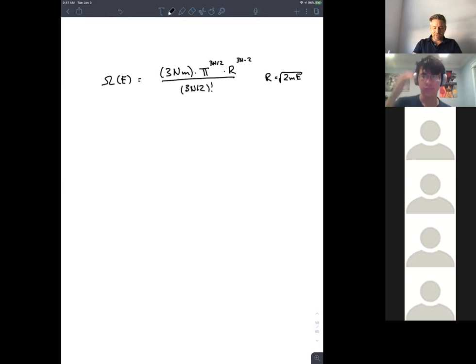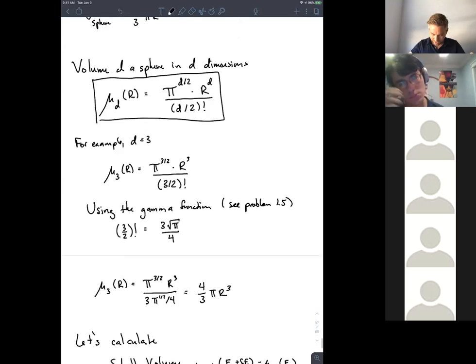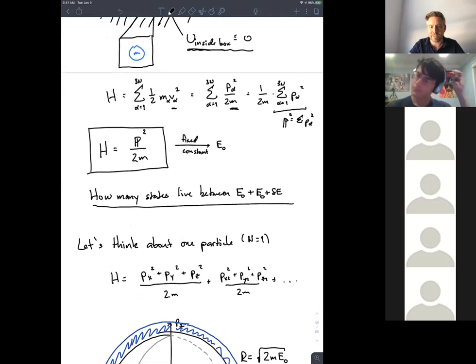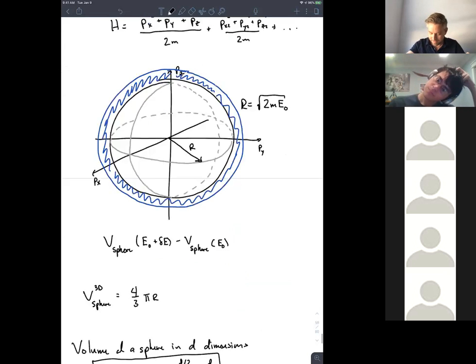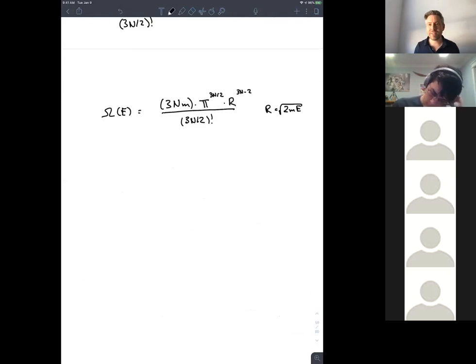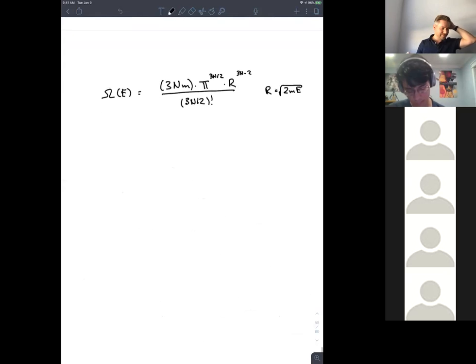Okay, so now we set out to do what we started. What we set out to do when we started, if we go back here, is how many states live between E0 and E0 plus delta E? That's the answer.